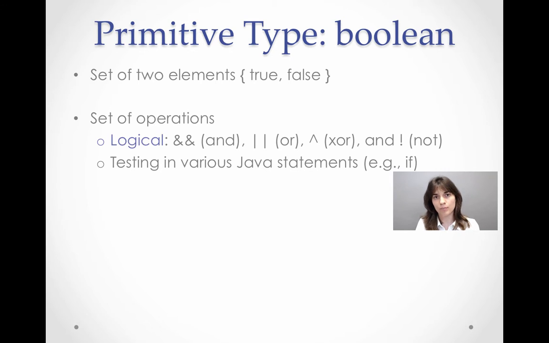The XOR operator is a little bit more idiosyncratic. It will return true when the two operands are different. So the first one is true and the other one is false, or the other way around: the first one is false and the second one is true. And finally, the NOT operator, the symbol for which is the exclamation mark, will return true if the single operand that it has is false.